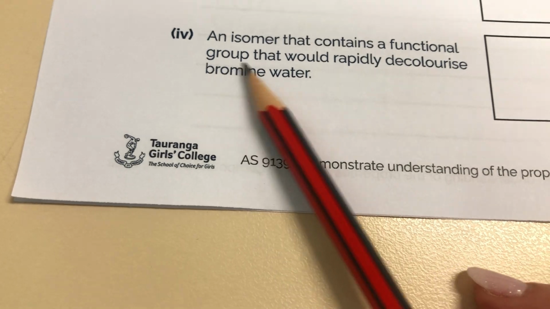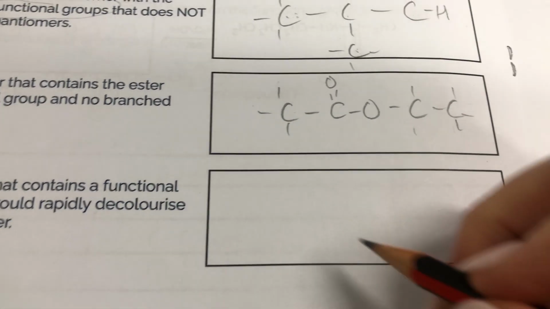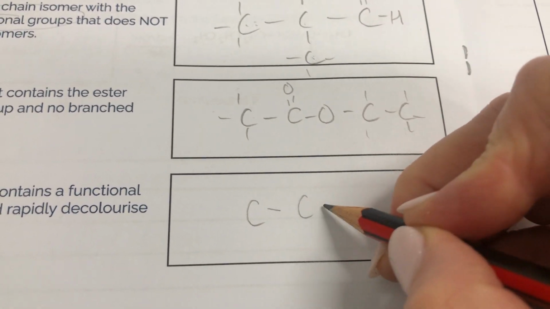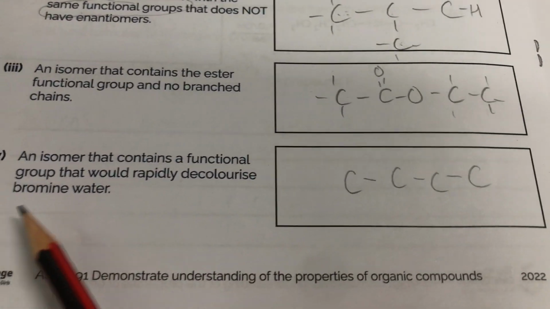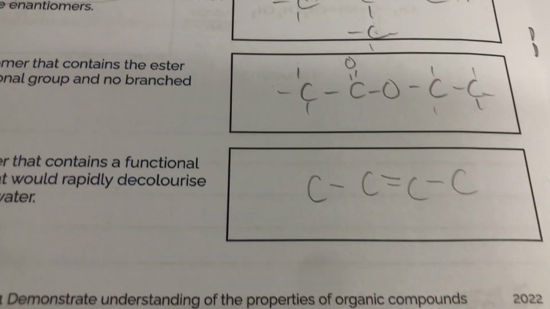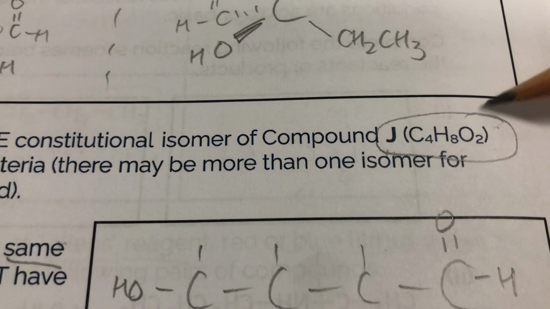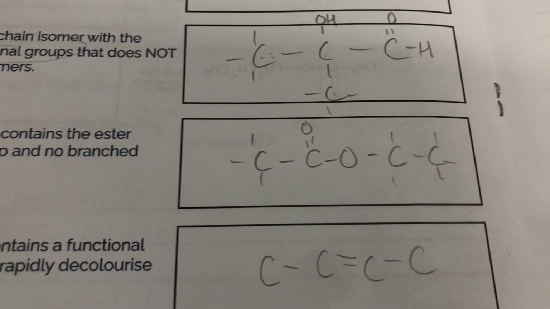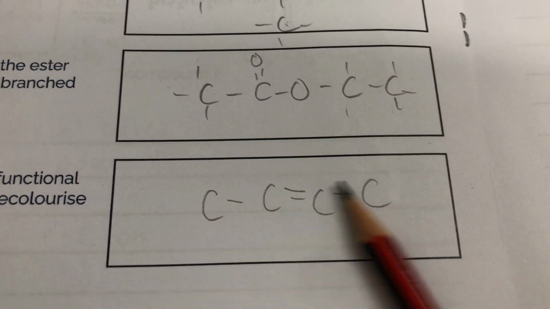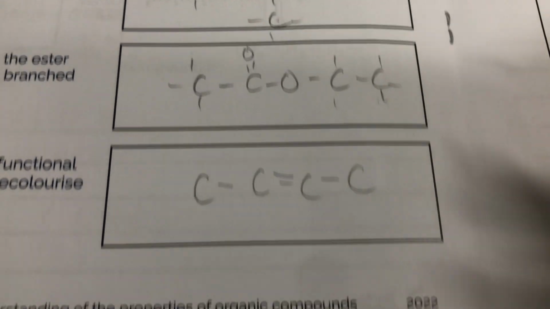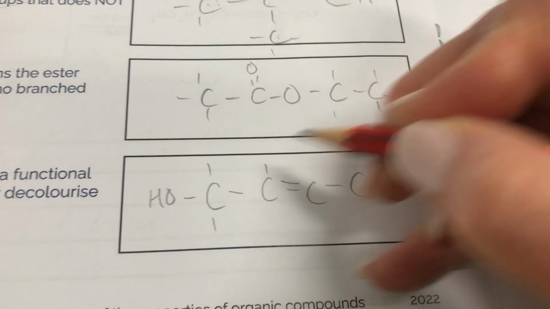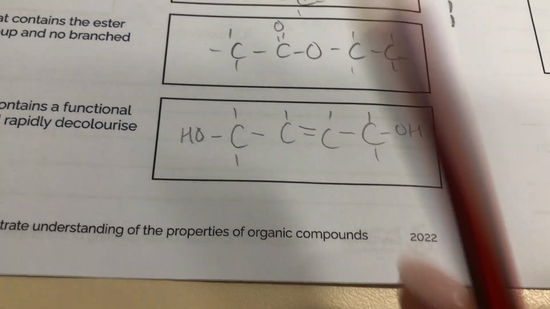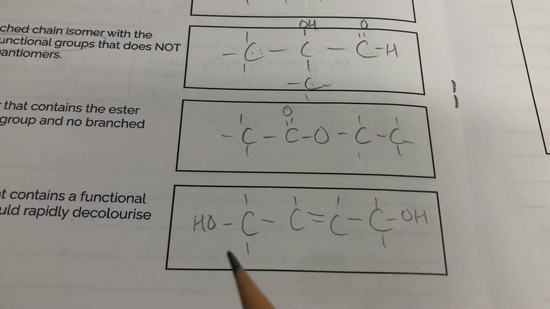Yep, good. And an isomer that contains a functional group that would rapidly decolorize bromine water. So my isomer's got 4 carbons. And to rapidly decolorize bromine water, I need a double bond somewhere. It doesn't matter where it goes. I still have to have this molecular formula, right? So I need 2 O's. If I try to put an aldehyde or anything like that in, I'm going to not have enough hydrogens. So I just need a couple of OHs. They can go anywhere, okay? Right, so that gives me my answer there. You could have put the 2 OHs anywhere. You could have put the double bond anywhere.